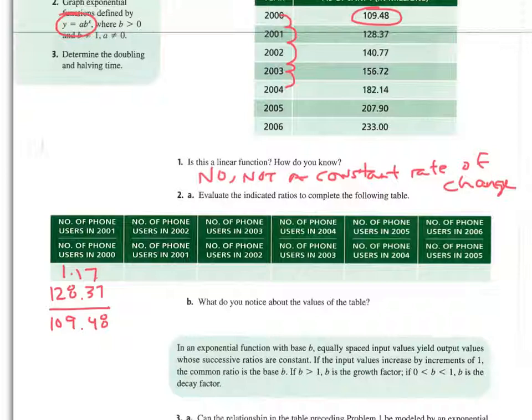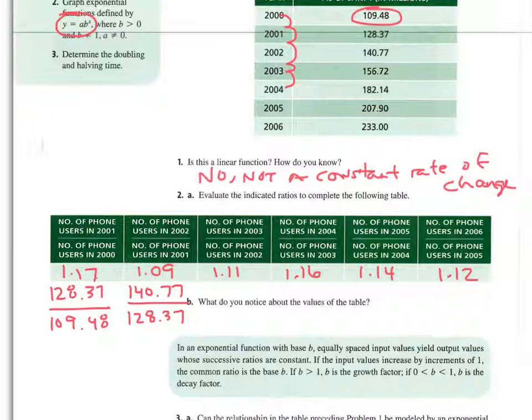If I do the next part, what is 140.77 divided by 128.37? What is my growth factor for that? And that comes out to be 1.09. Just ignore my phone ringing, I'm sorry. So the next ones right here, this is 1.11, this is 1.16, 1.14, and 1.12. Each one is a growth, and it's not exactly the same. In real life, data is rarely going to give us the exact same amount, but it is pretty consistent.